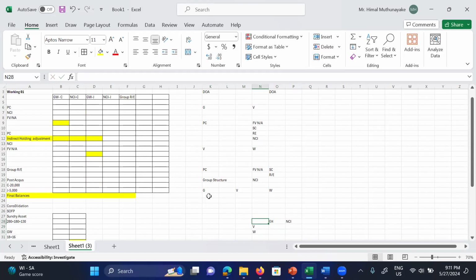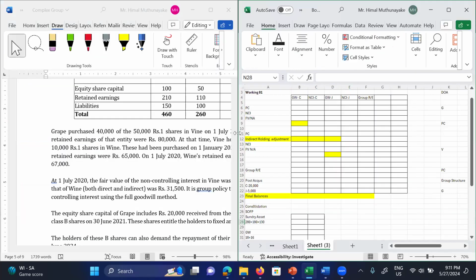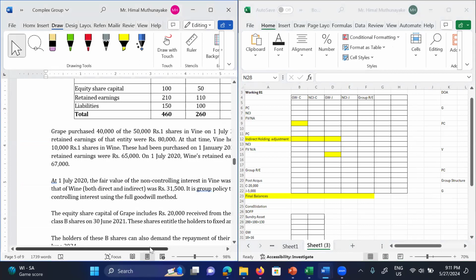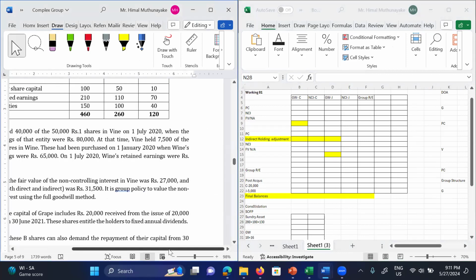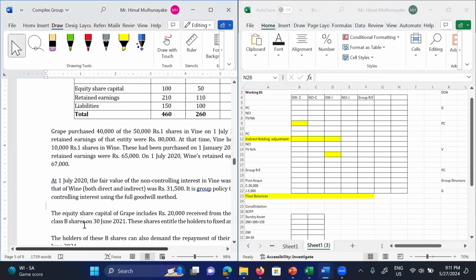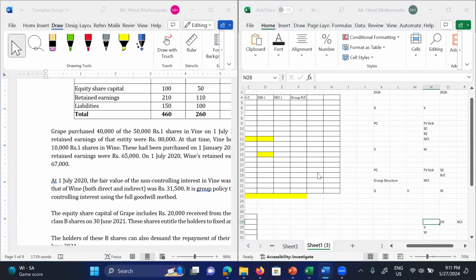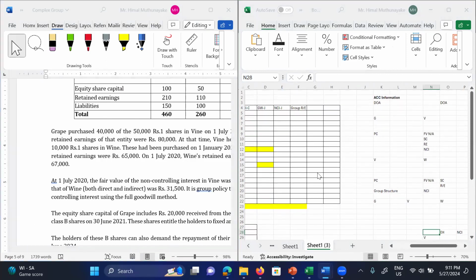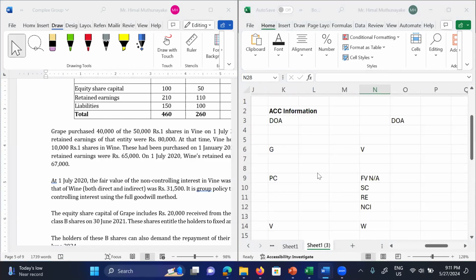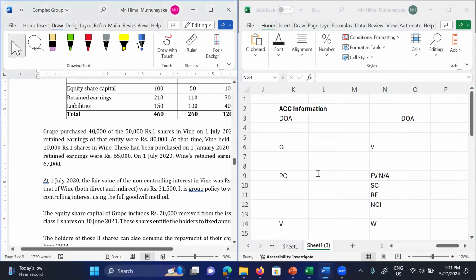Right. So the first thing we need to do is document all the information relevant to us on one sheet. Then we can work on the question very easily. Right. Okay. So I will start with the question.